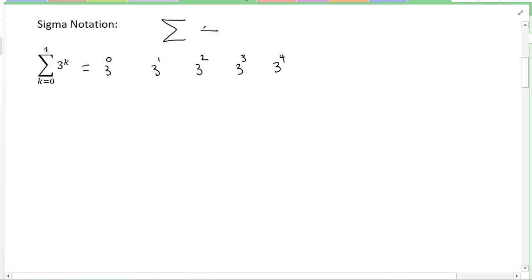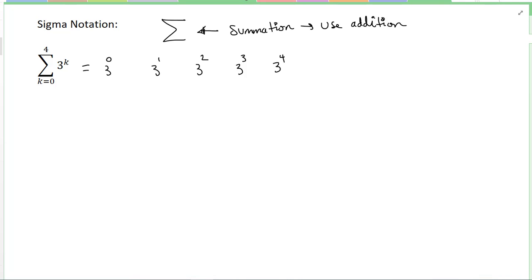Now if I tell you that the sigma means summation, what operation does that mean? So summation means we're going to use addition. So as soon as I see sigma notation, that means I'm adding the terms of the sequence being given here. So I'm going to have 3 to the 0, plus 3 to the 1, plus 3 to the 2, plus 3 to the 3, plus 3 to the 4. So that's what sigma notation does. It tells you that you're going to add the terms of the sequence.